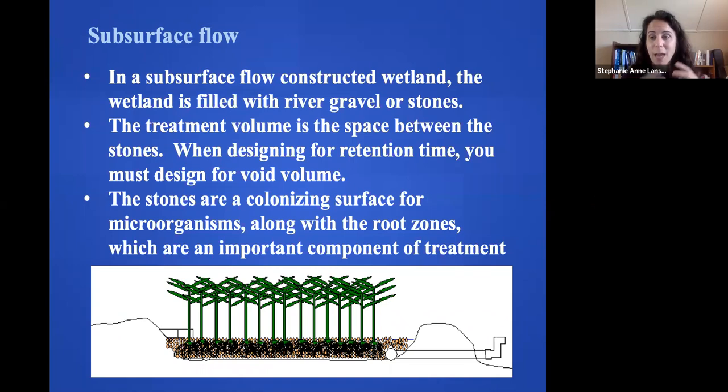So you design for that void volume, because that's how much water can go through, because the stones are going to take up space. So the void volume is the space for your water to go through. But the stones are really good in terms of providing surface area, colonizing surface for microorganisms, as well as the root zones, which are an important part of treatment, both in subsurface and surface wetlands.